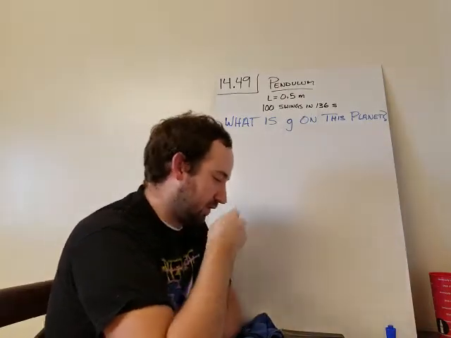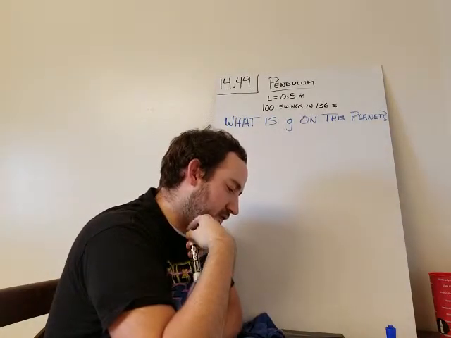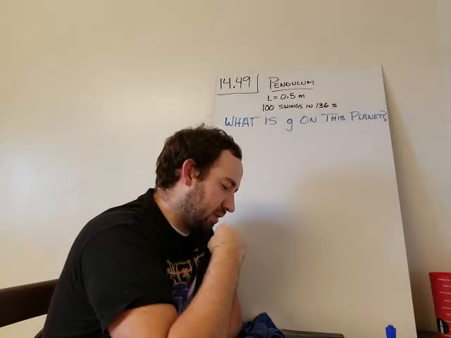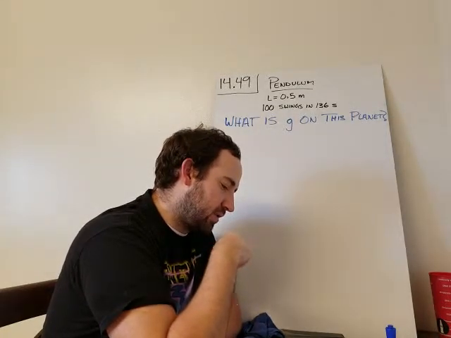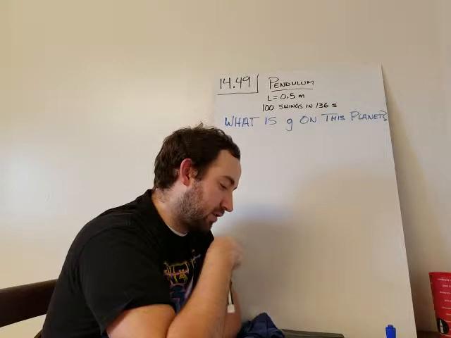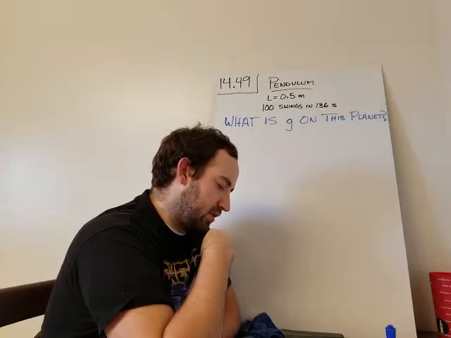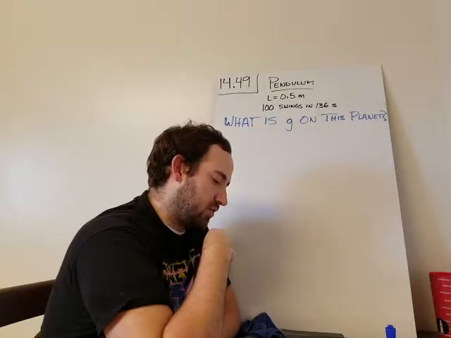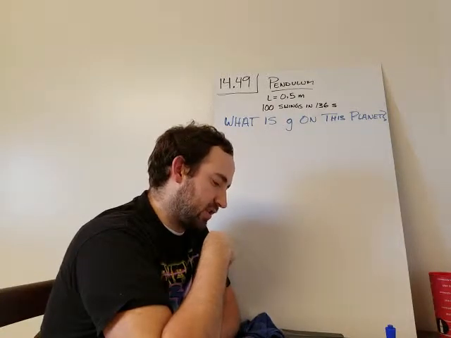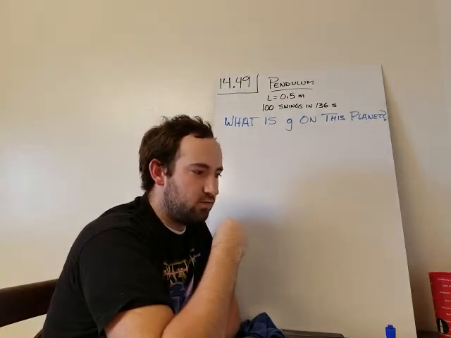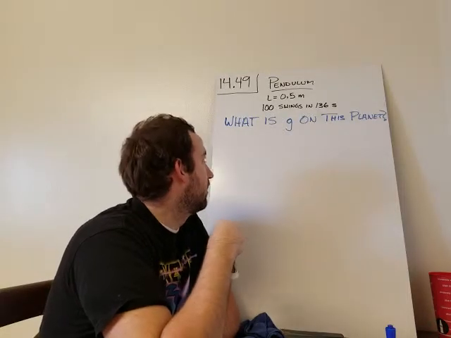I'll read it first. It says, after landing on an unfamiliar planet, a space explorer constructs a simple pendulum of length 50.0 centimeters. She finds that the pendulum makes 100 complete swings in 136 seconds. What is the value of g on this planet?